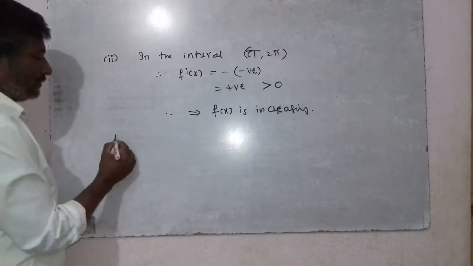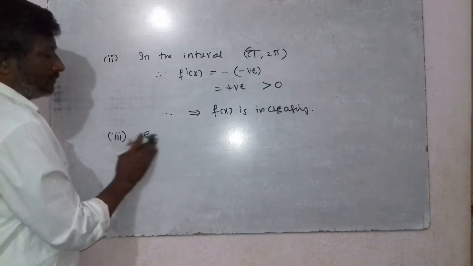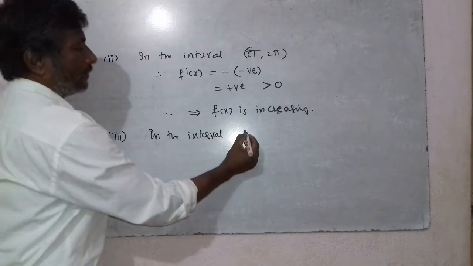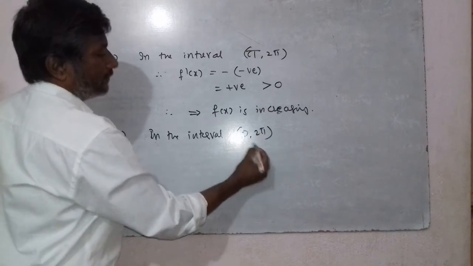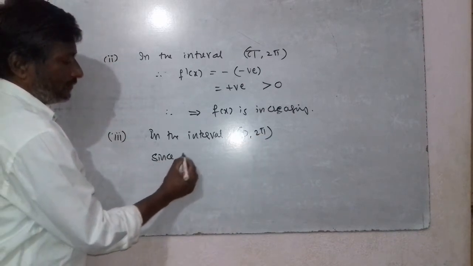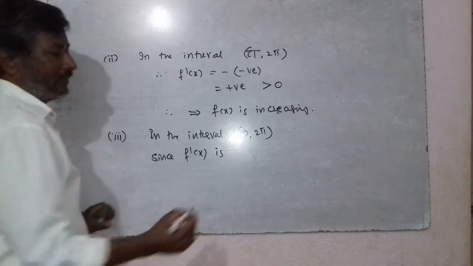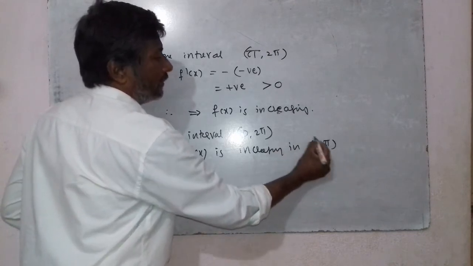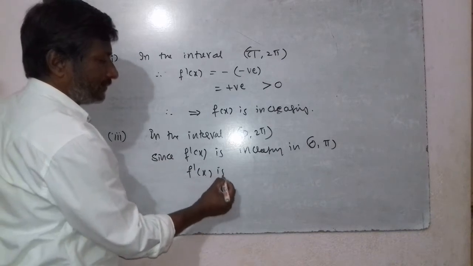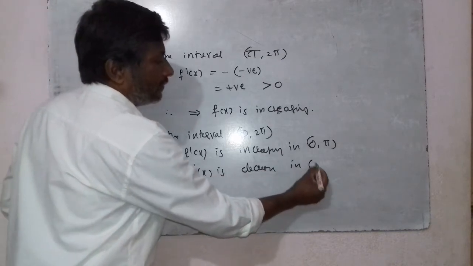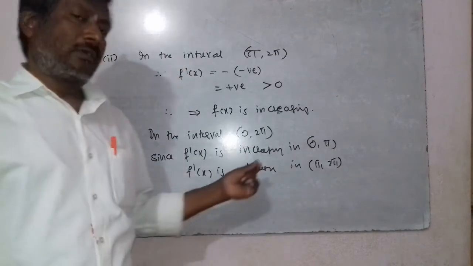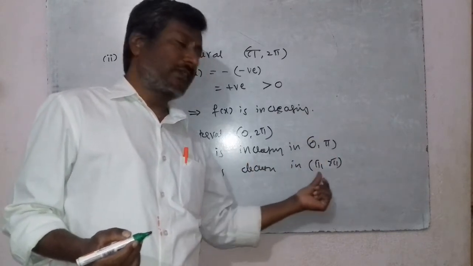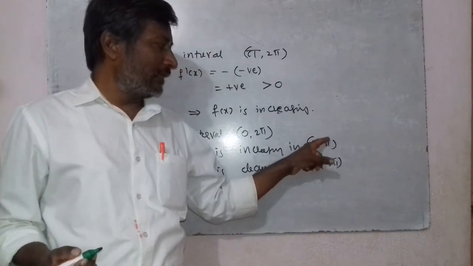So therefore, in the interval 0 to 2 pi, since f x is decreasing in 0 to pi and f x is increasing in pi to 2 pi, the function is both increasing and decreasing.